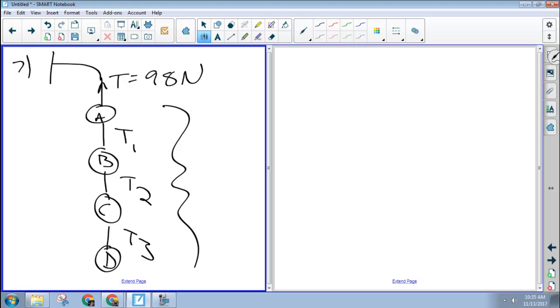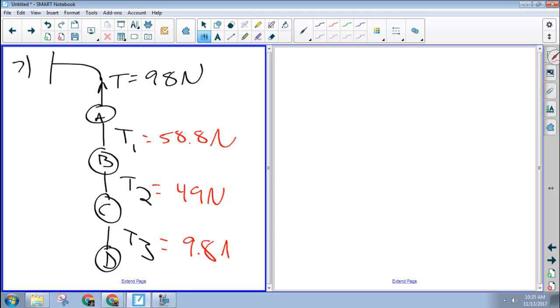So it gives us the tensions in the 3 shorter cords. So it tells us that this tension is 58.8 newtons. This tension is 49 newtons. And this tension is 9.8 newtons. So let's pause for a minute. Even without doing any math, I want you guys to notice something really important about those numbers. What's the general trend for the numbers as you go down the list? What are they doing? Decreasing.